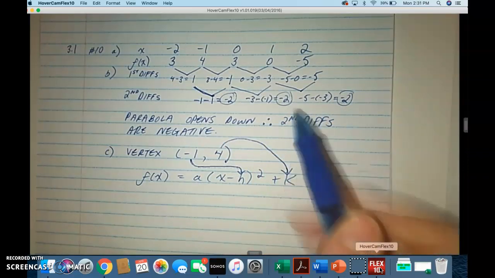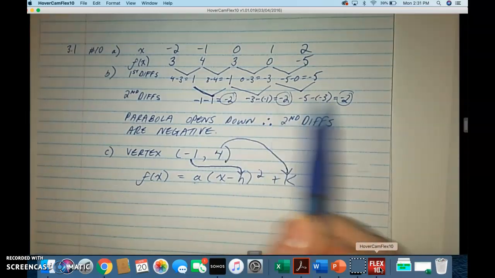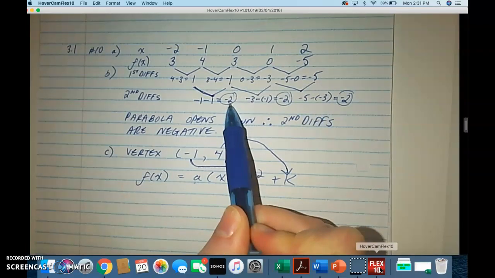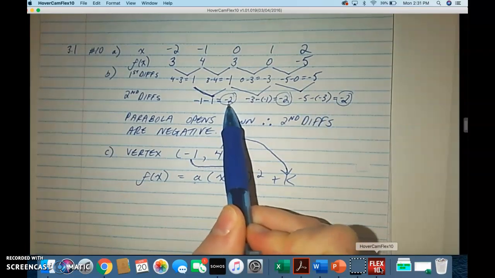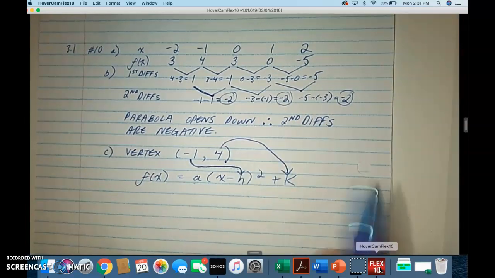Okay, now the last thing is this a value, which can be a little bit tricky to figure out, but we've actually already done the work we need to do to figure out the a value. It comes from the second differences. The -2 that I calculated here would be my a value if I found it some other way.